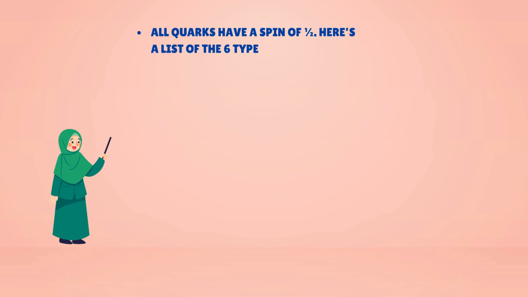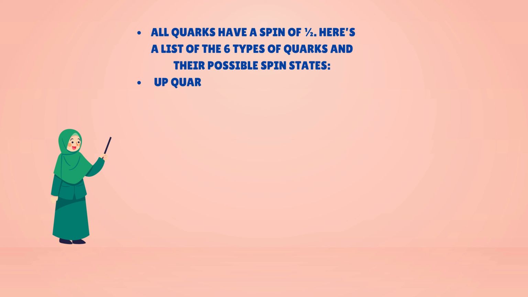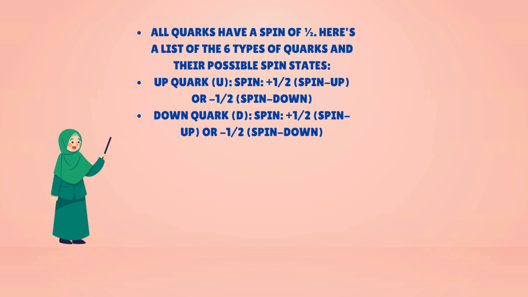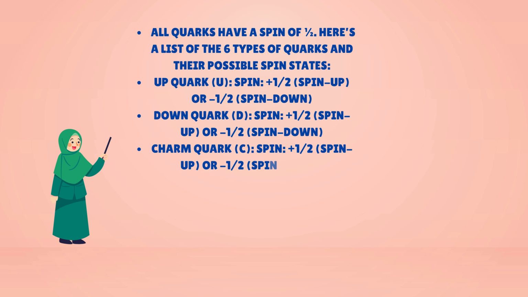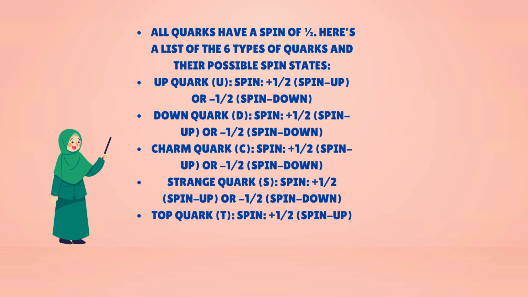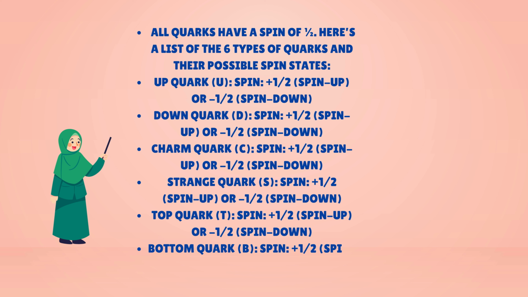Here's a list of the 6 types of quarks and their possible spin states. So, for each quark, you have 2 possible spin states, spin up, +1/2, or spin down, -1/2. But a quark cannot have both spin up and spin down at the same time. Before we measure its spin, the quark can be in a state where it's kind of both at once, but once we measure it, it will be either spin up or spin down, never both together.